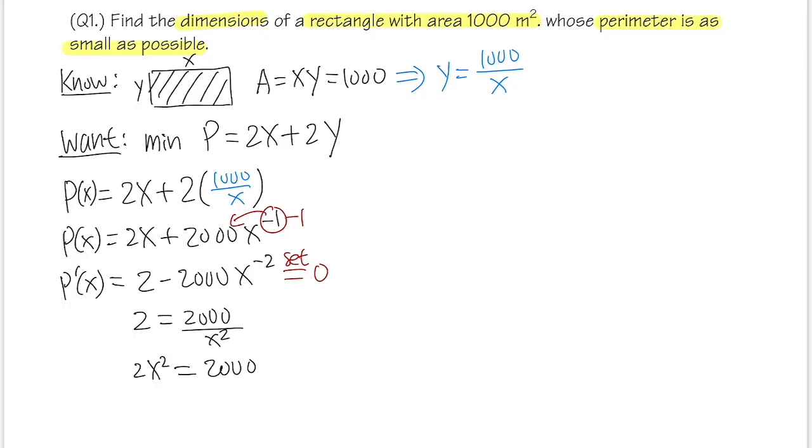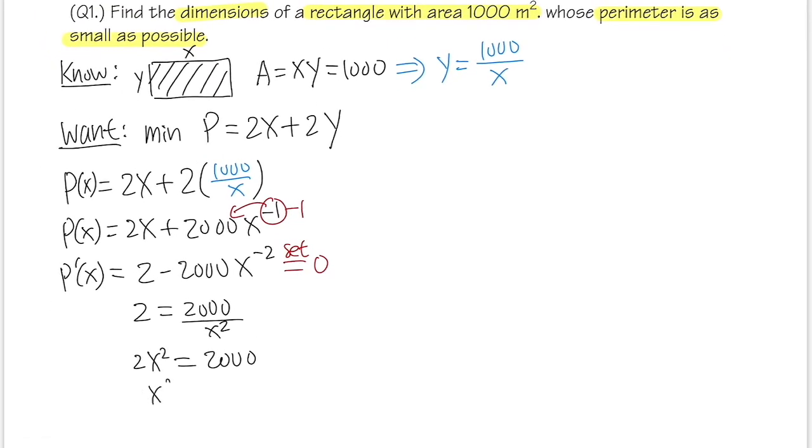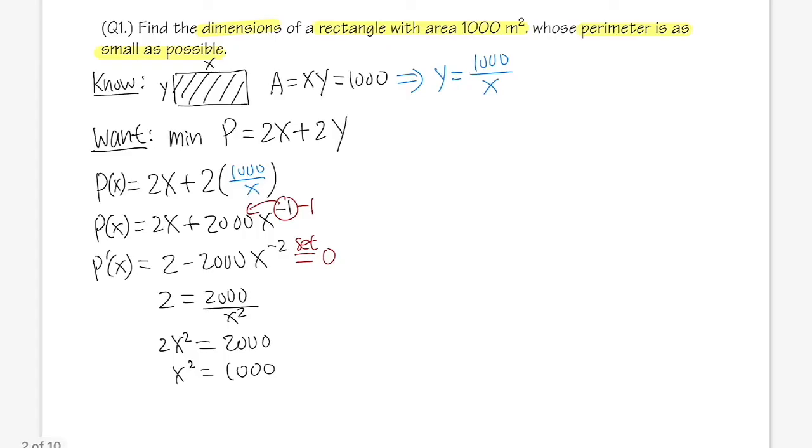Divide both sides by 2. We get x squared equals 1000. And for this, we can just take the square root on both sides. And you should keep in mind, whenever we take the square root, we should have the plus or minus. But in this case, we are talking about length. So the negative doesn't make sense.